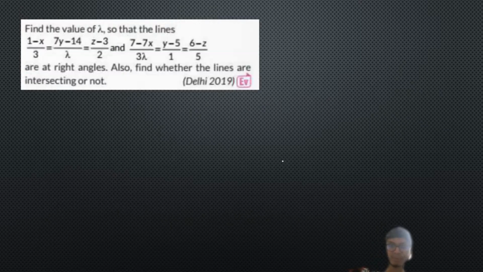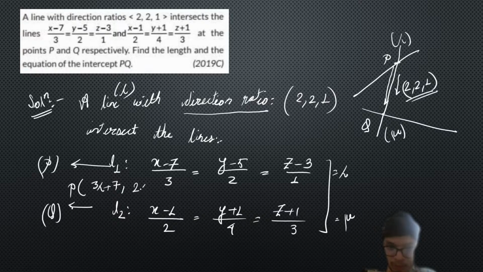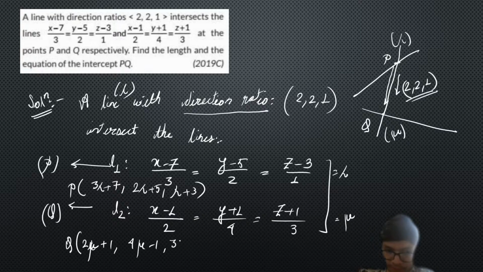This is a very simple problem. I know it might seem a little tricky at first, which is why I gave you time to think it out. Now let us understand what we are going to do. Any point P on the line L1 can be given as (3 lambda + 7, 2 lambda + 5, lambda + 3), right? And similarly any point Q on the line L2 can be given as (2 mu + 1, 4 mu - 1, 3 mu - 1). So this is how we get the two points on the given lines L1 and L2.